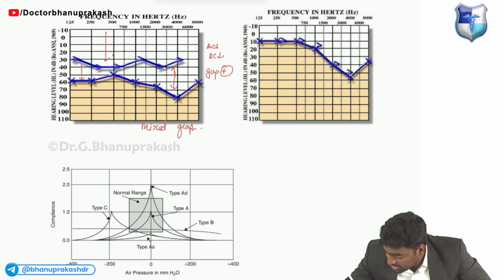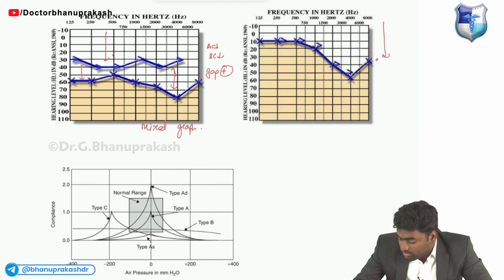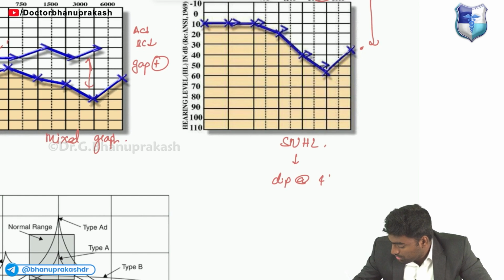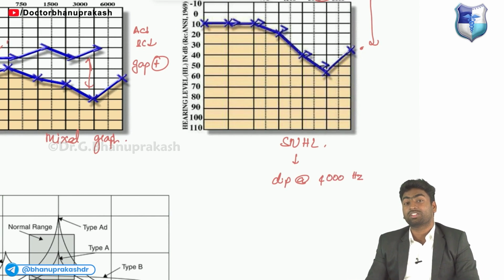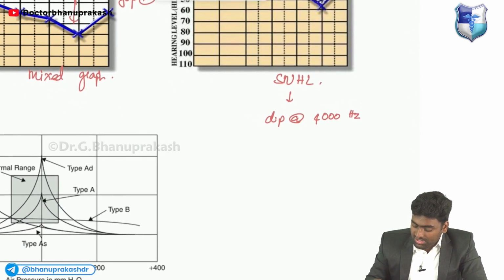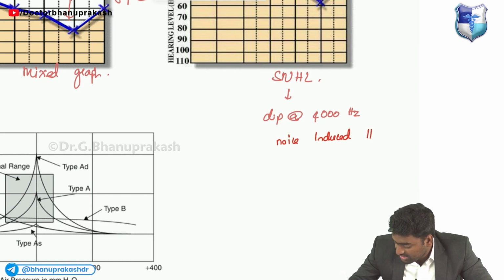Whereas if you see both bone conduction and air conduction dropping, it is sensorineural hearing loss. And if you have a sensorineural hearing loss with a dip at 4000 Hz, it is seen in a case of which type of sensorineural hearing loss, guys? It is seen in a case of noise-induced hearing loss.